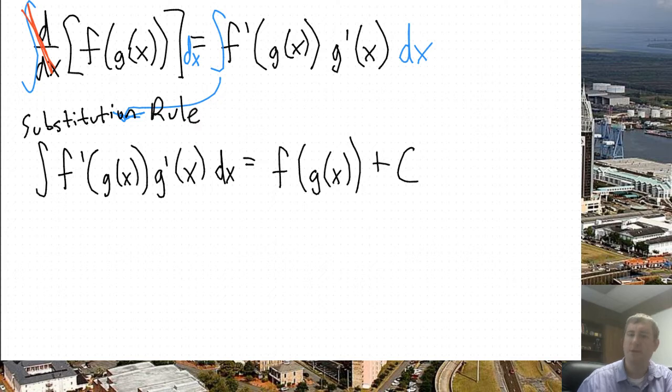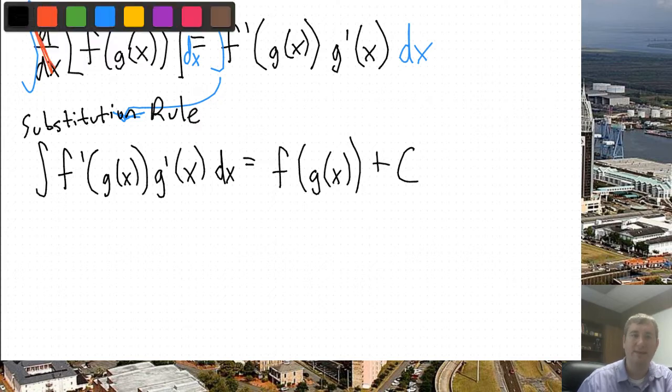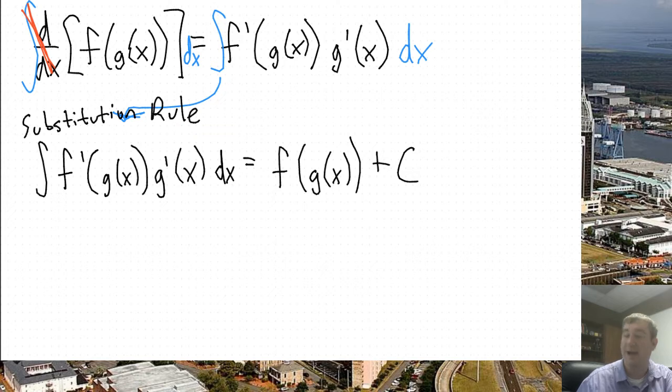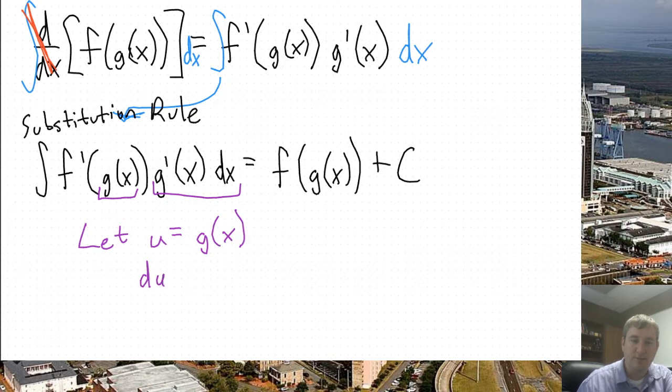And the substitution rule gets its name from the mechanism that we usually use to actually do this. Rather than dealing with f's and g's, we usually use the letter u. And let me show you how that works. So you'll notice that you have here a g of x and a g prime of x dx. And what we'll usually write is let u equal g of x. Then the derivative, du dx, would be the derivative of g of x.